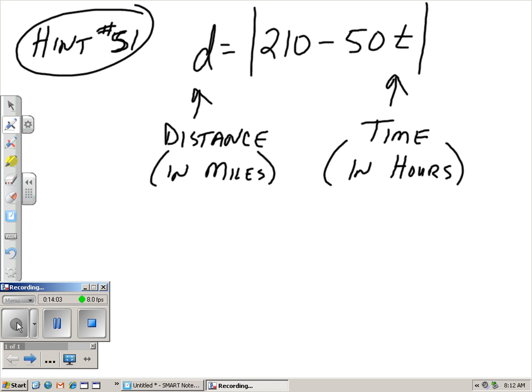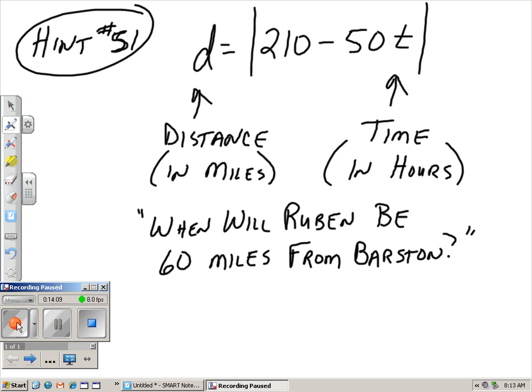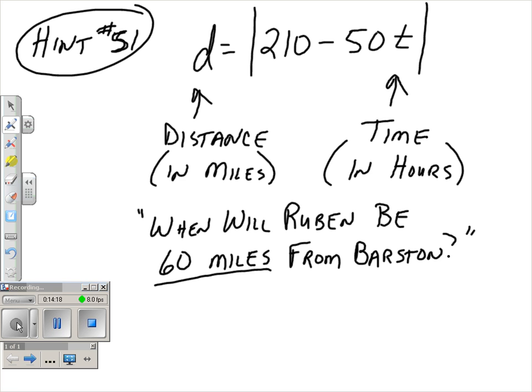Now, they're going to ask us to either find the distance or find the time. That means they gave us one of them. So we read the problem to find out which one they gave us. Alright, so we read the problem again, and we look for clues. Did they give us distance or did they give us time? And you'll see the sentence, when will Reuben be 60 miles from Barston? There's your clue. They're giving you distance. They're giving you the D. So plug 60 in for D and calculate the time.